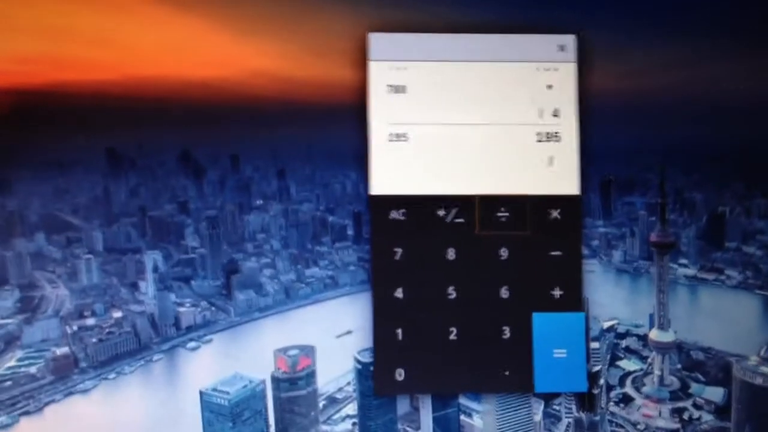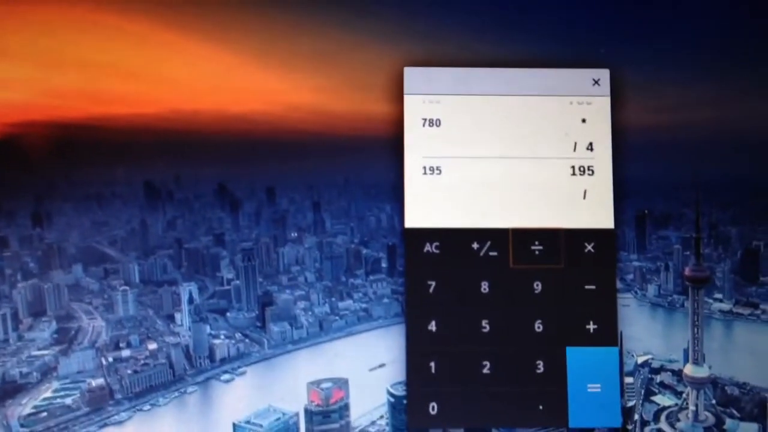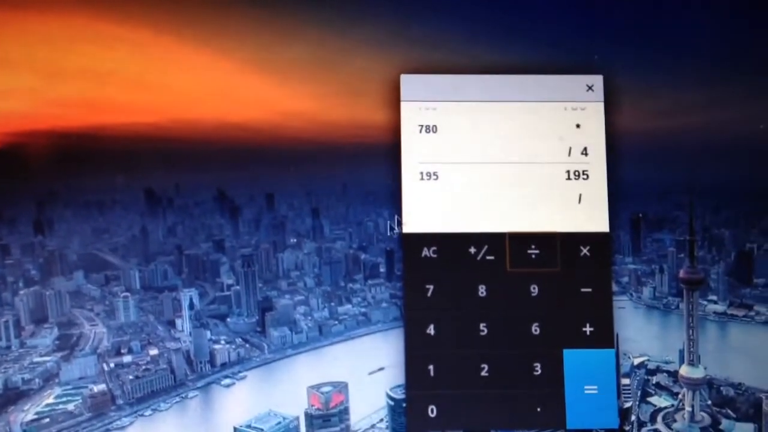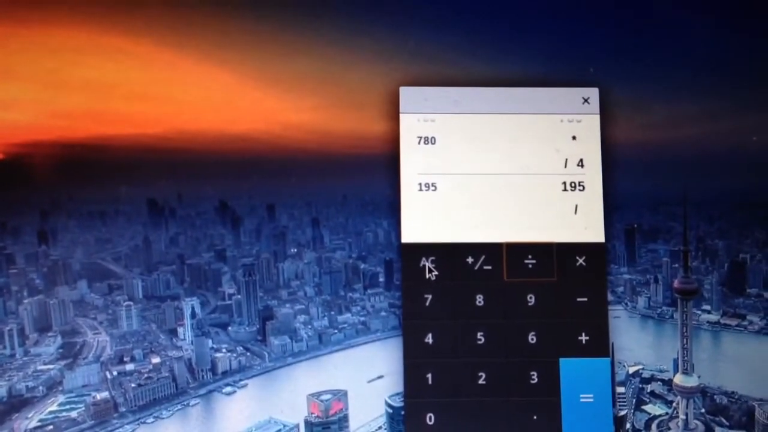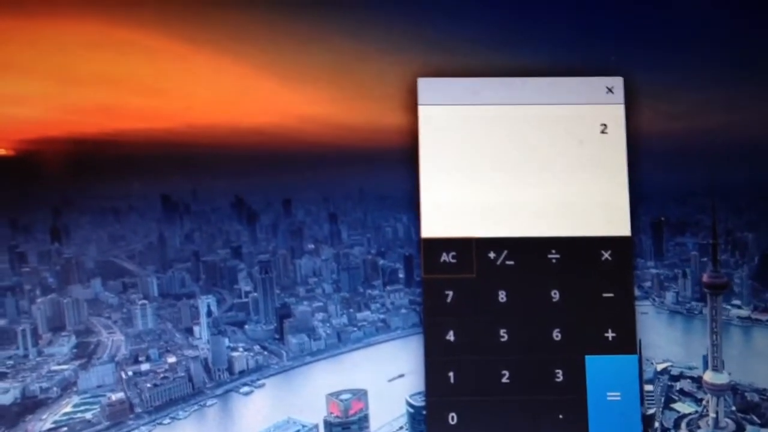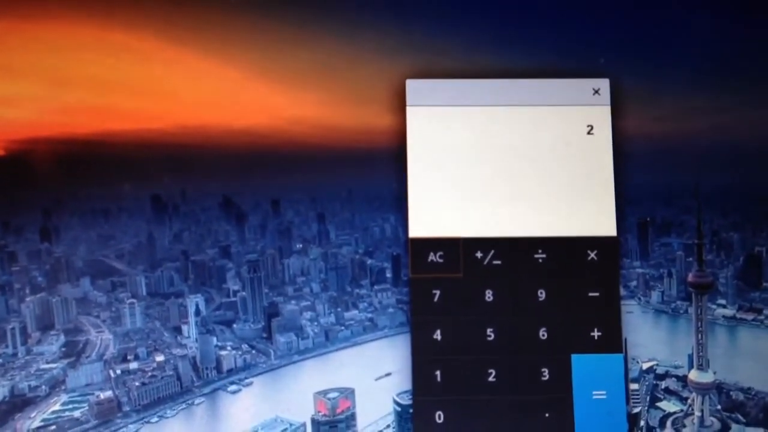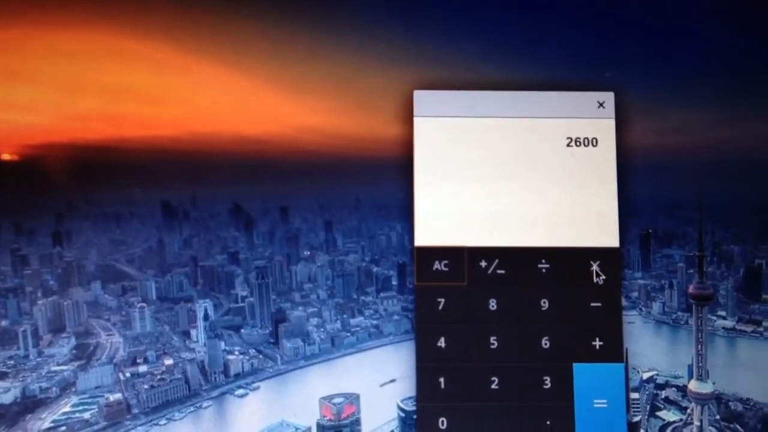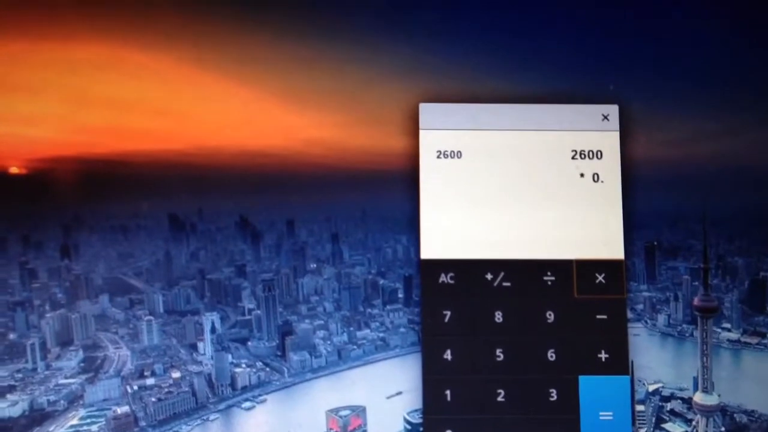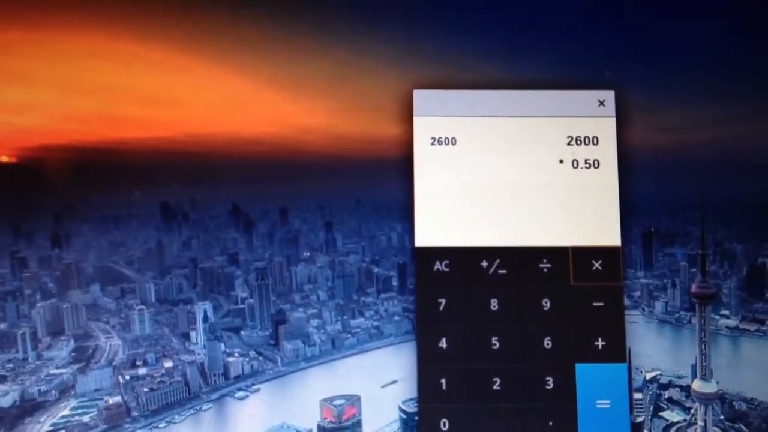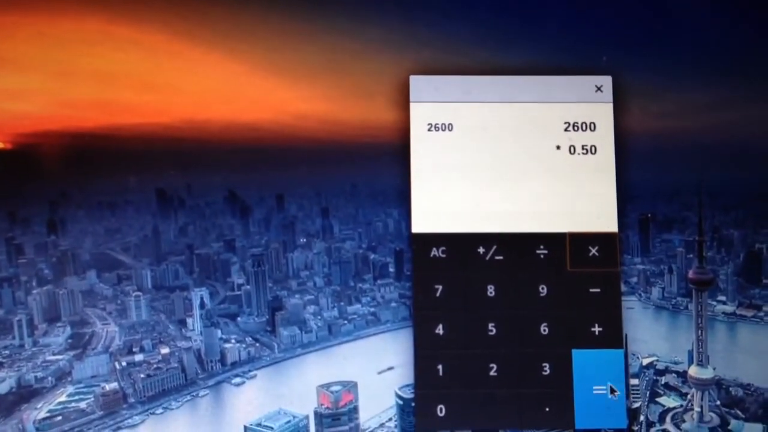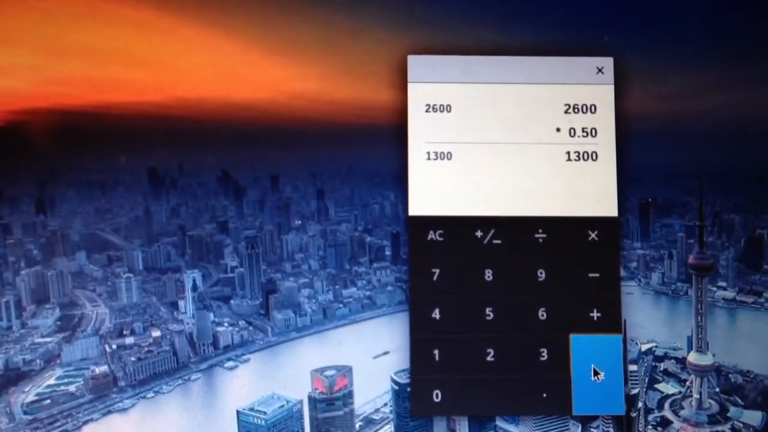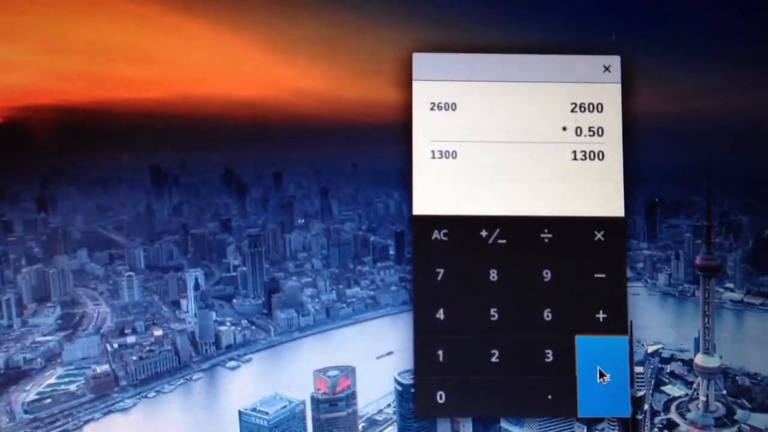Okay, now let's go find out how many carbs you're going to get, because now your carbs are going to make up 50% of the 2,600 calories. So we're going to clear this off, and we're going to do 2,600 again, because that's our calories. And this time we're going to multiply this by 0.50. 0.50 equals 1,300 calories. So you got 1,300.